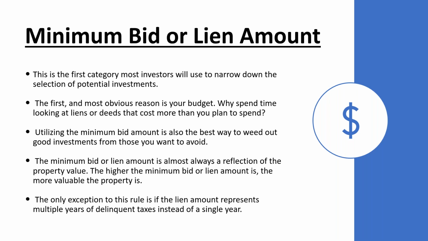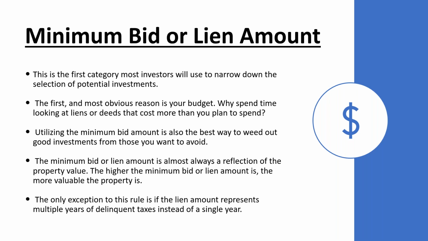Part of the reason we're going to be looking at the minimum bid amount is, like we talked about, we don't want to spend time researching liens or deeds that we can't afford. It's going to be based on our budget. So if we're going through a tax sale list and let's say we have $5,000 in the tax deed auction, we're going to use that minimum bid amount to determine which deeds we're going to research.